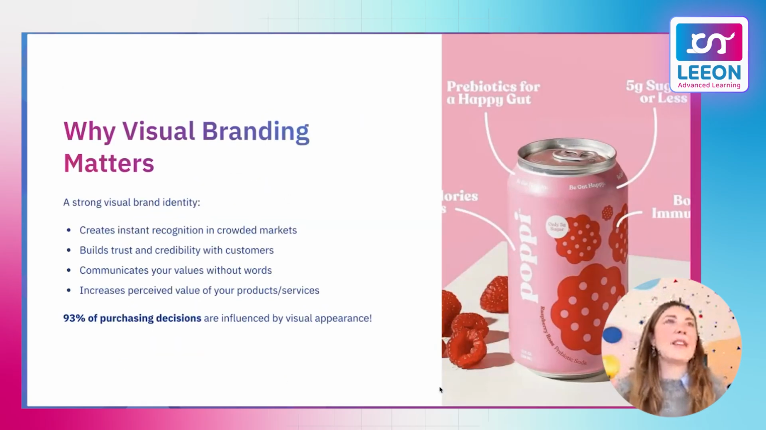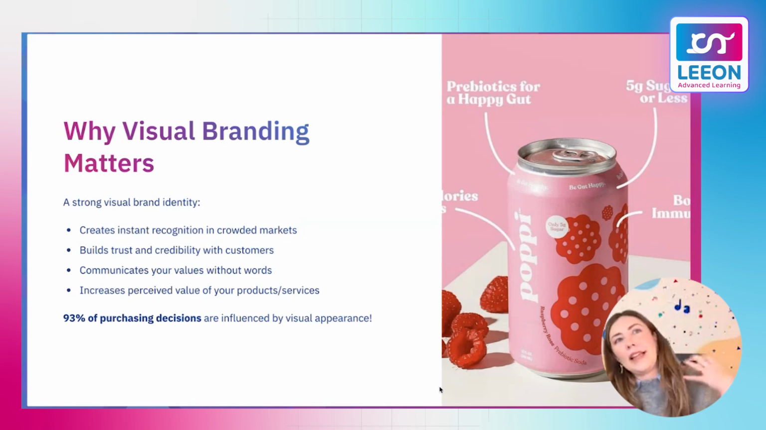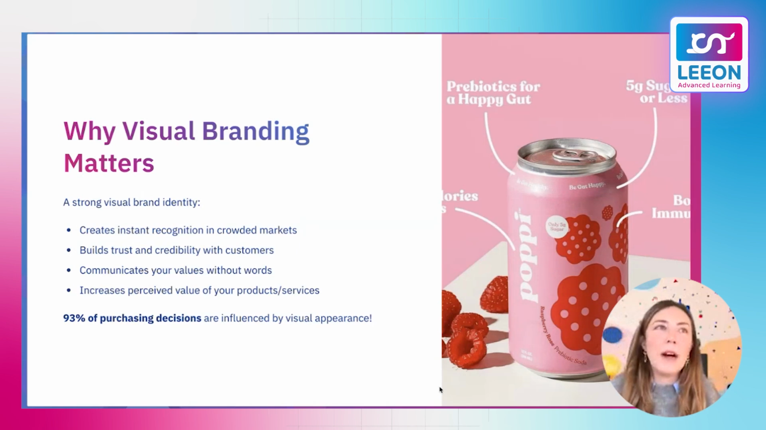All right, so firstly, why visual branding matters. What's the importance of visual branding? So a strong visual brand identity creates instant recognition in crowded markets. It builds trust and credibility with customers. It communicates your values without words, and it increases perceived value of your products and services.